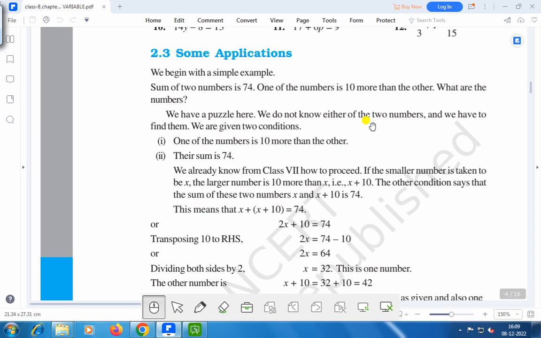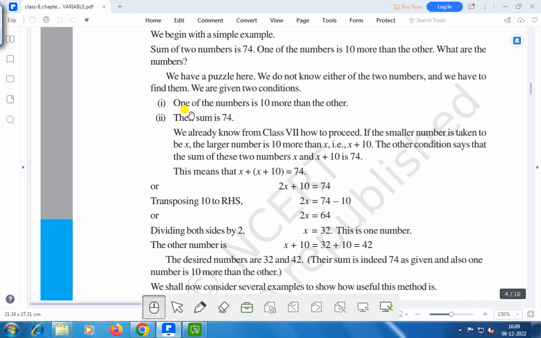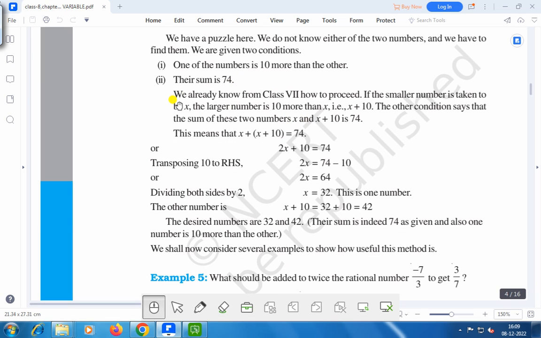We do not know either of the two numbers and we have to find them. We are given two conditions. One of the numbers is 10 more than the other. Their sum is 74. You already know from class 7 how to proceed.